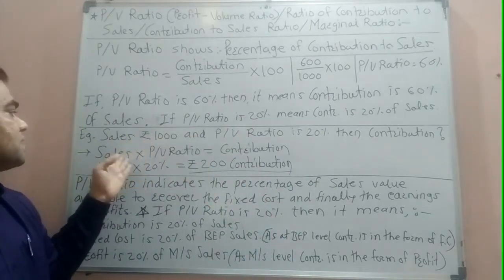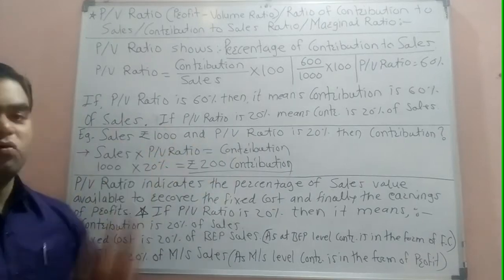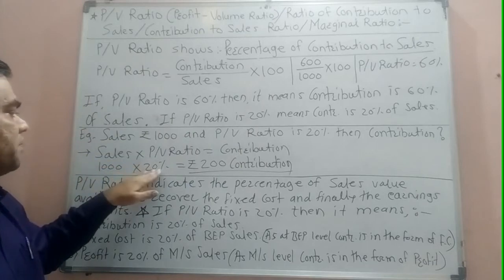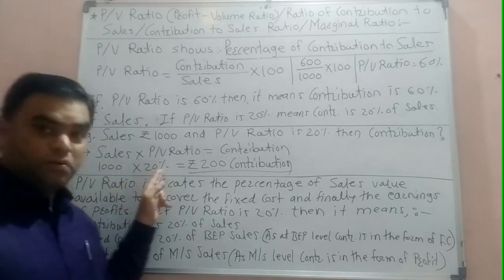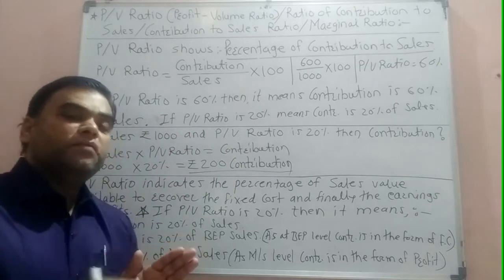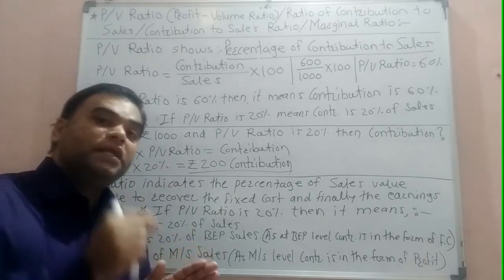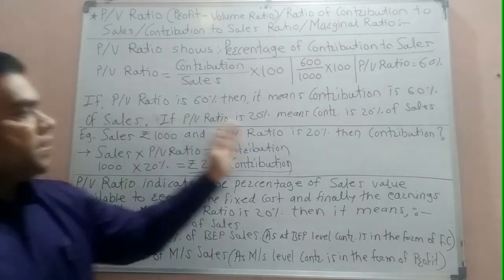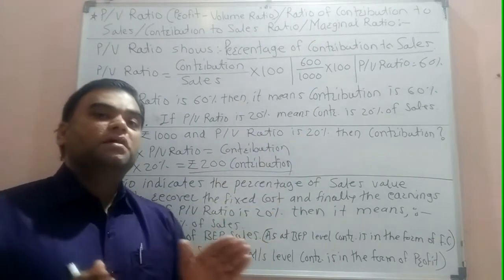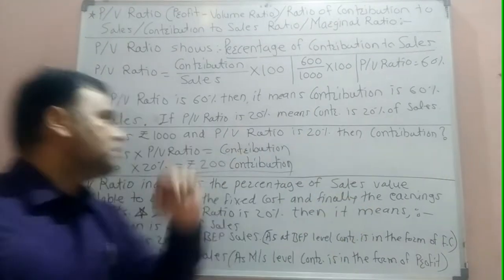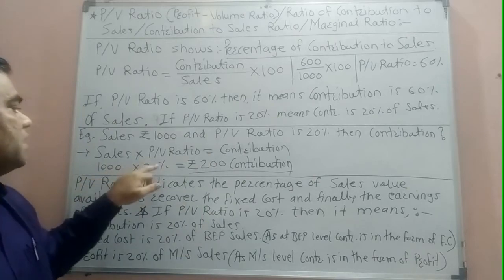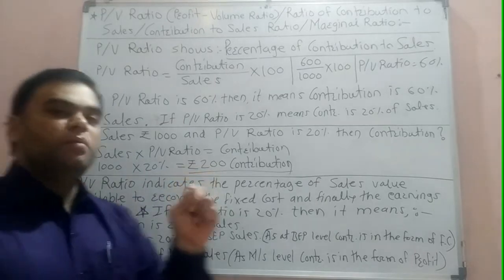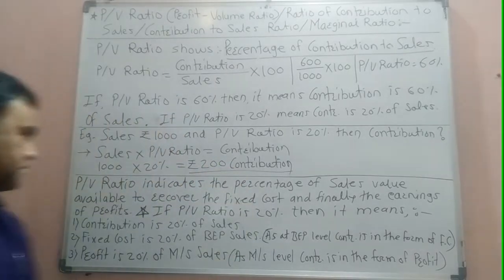So if we multiply sales by PV ratio, we will get the amount of contribution. If our sales is 1000 into 20% PV ratio, why have we multiplied by PV ratio? Because PV ratio tells the percentage of contribution to sales. It means if PV ratio is 20%, contribution is 20% of sales. Suppose our sales is 1000 into 20% PV ratio is equal to rupees 200, which will be the amount of contribution.